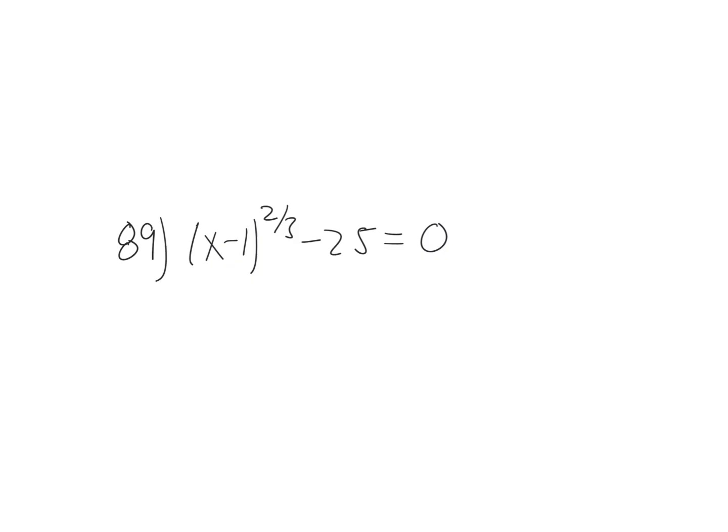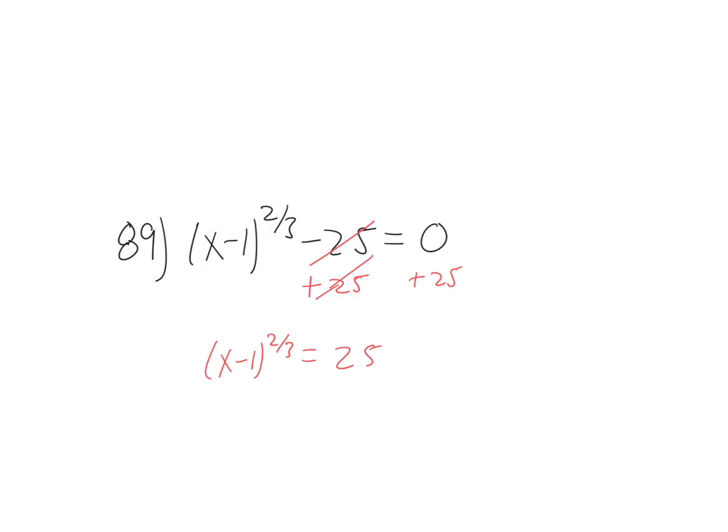Just like our radical equations, I want to get the expression that has the fractional exponent to one side of the equal sign, and then everything else on the other. So what I'm going to do here is add 25 to both sides of this equation. It cancels out on the left, and then we're left with x minus 1 to the 2/3 equals 25.